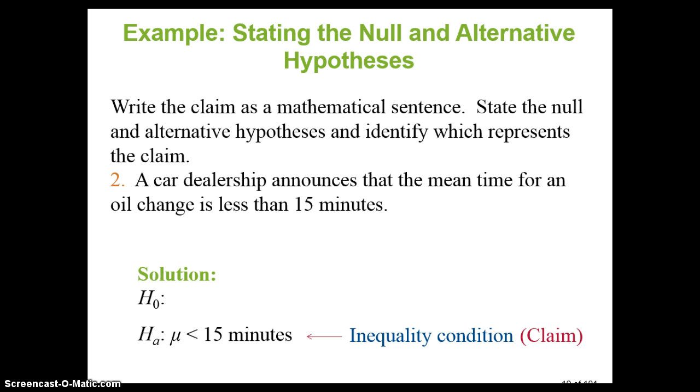So the population mean, that mu with the little tail on it, is less than 15 minutes. So that's the claim that they've given us. So HO is the opposite. Well, the opposite of less than is greater than, and the equal sign, because HO always has equals in it.